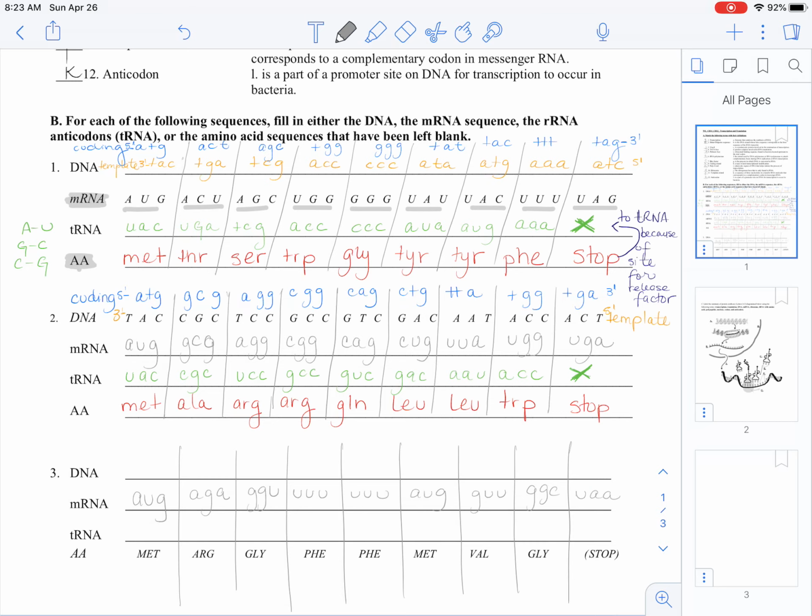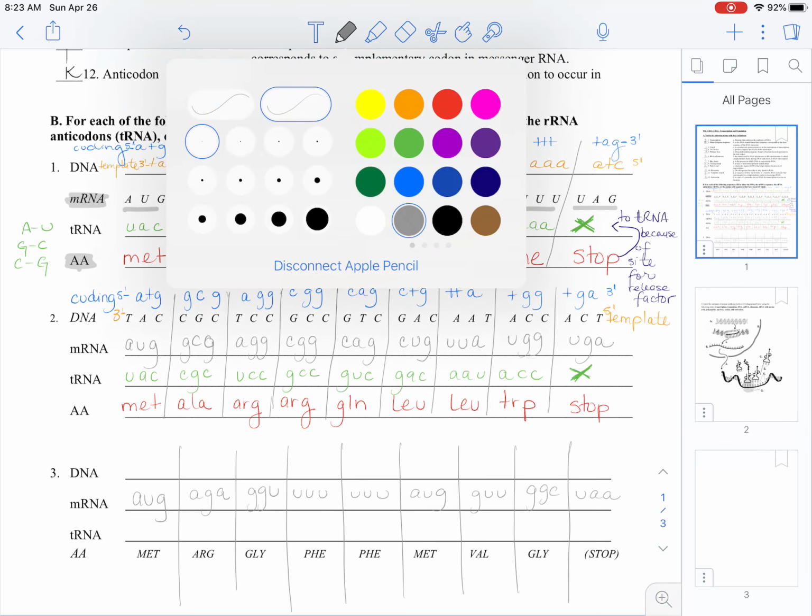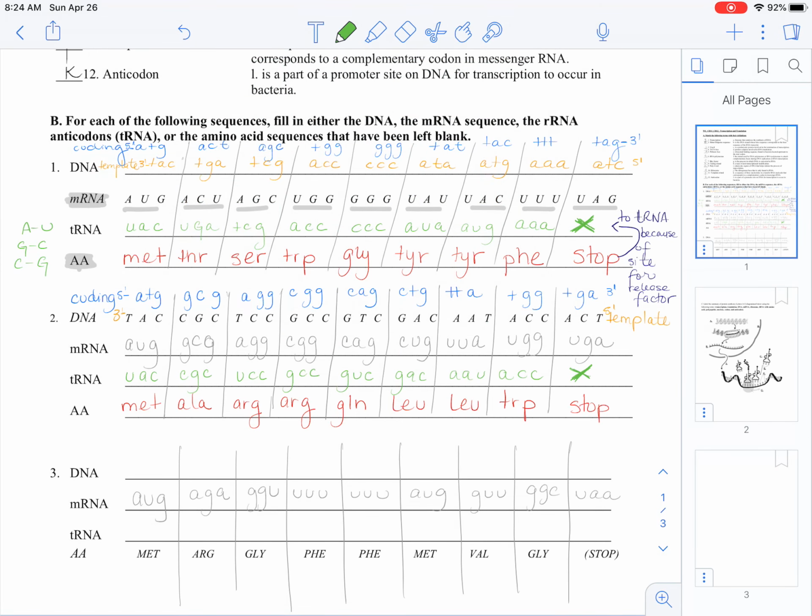So once I know my mRNA, one of the things that I can do is just write the tRNAs that are going to be bringing the amino acids that I have written already. And the tRNAs are going to be UAC, UCU, CCA, AAA, AAA, UAC, CAA, CCG, and remember that there's no tRNA for your stop codon.